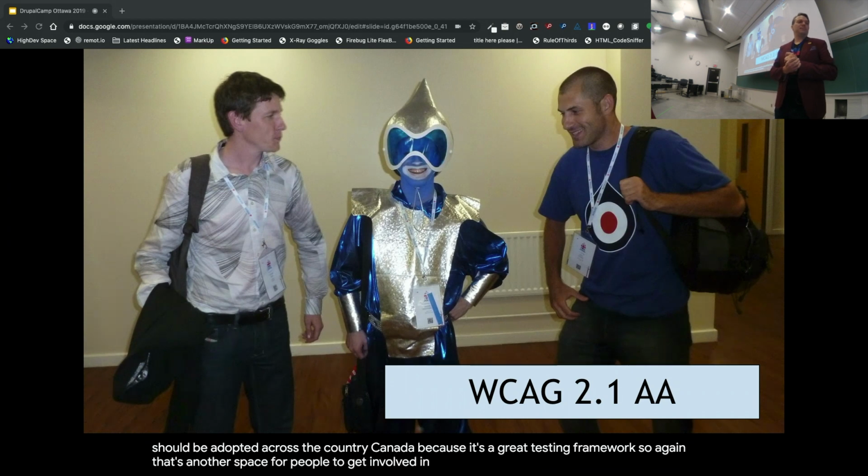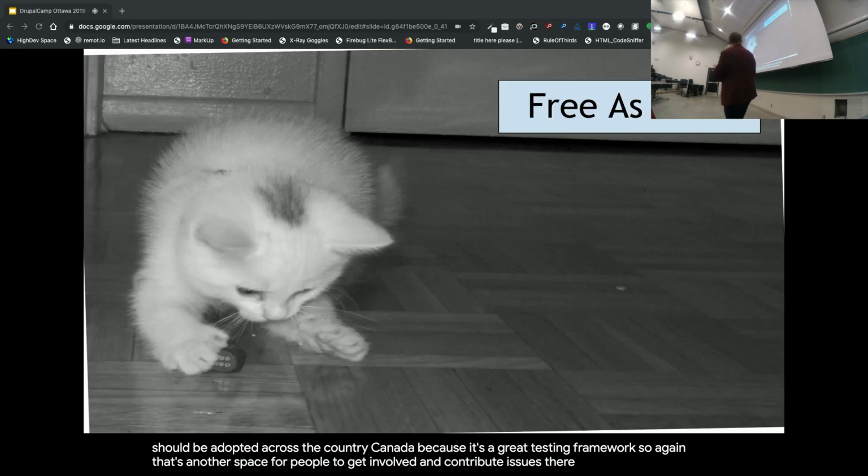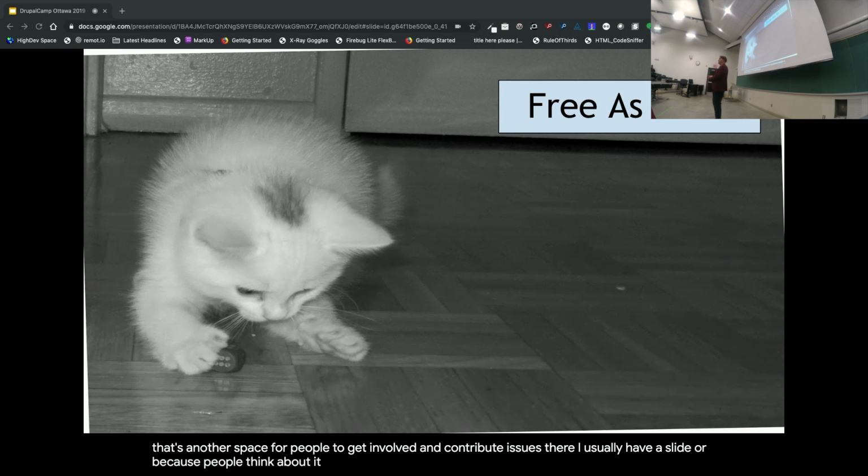I think that's all my issues there. I usually have a slide for kittens, because people think about open source as being free. Free as in beer, free as in speech are sort of common discussions. I think about it as free as in kittens.